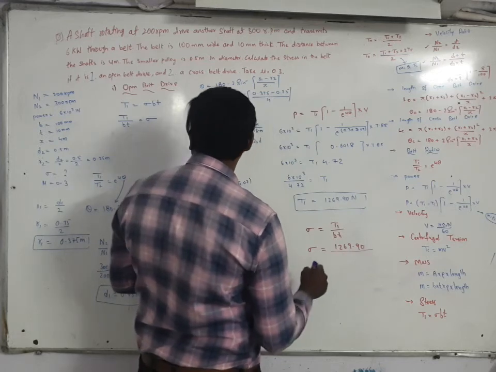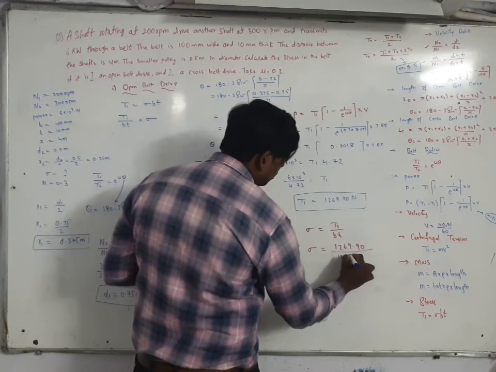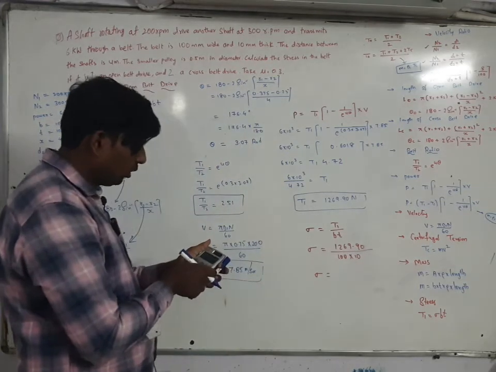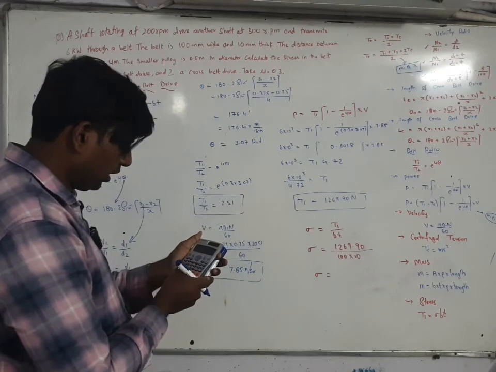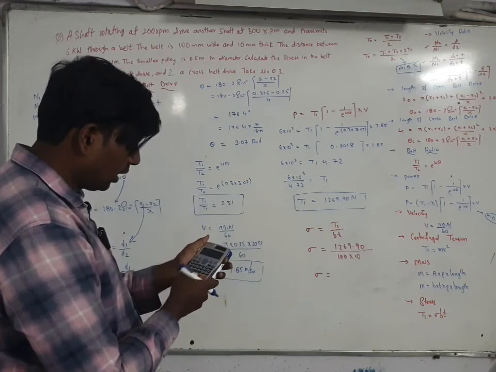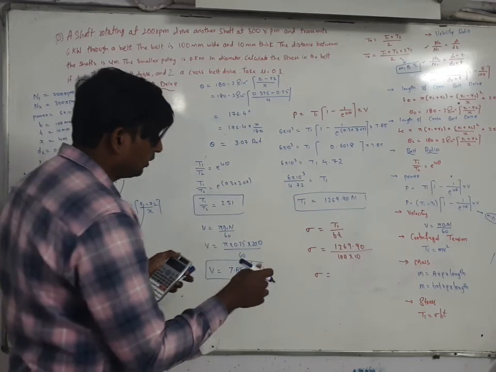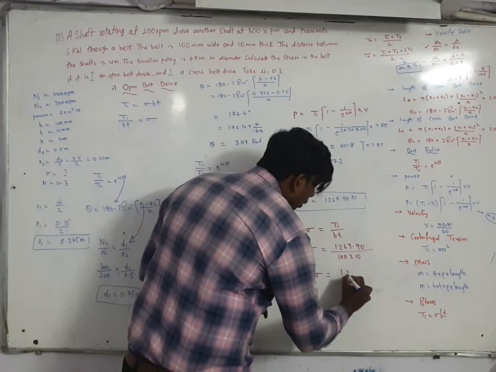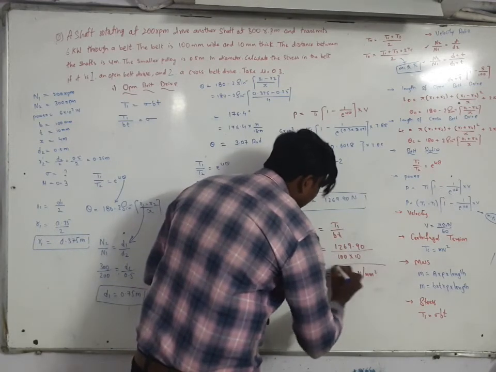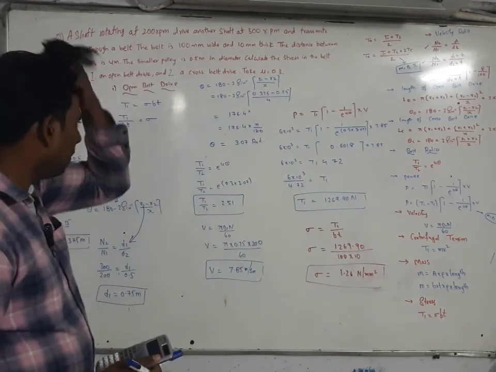Divided by b. The b value is given, 100, and this one is the 10. So how much value is given? 1269.90 divided by 100 into 10. So 1.26 Newton per mm square. This is the value of sigma. This one is the value of sigma for the open belt drive.